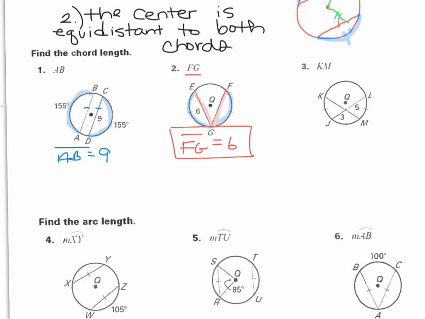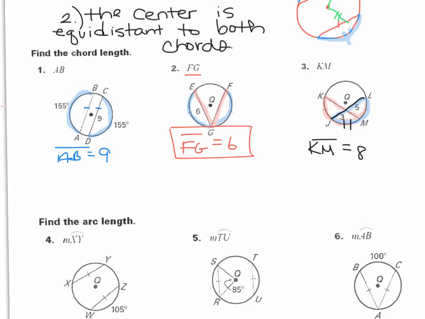If I go over and look at number three, I see this arc and this arc are congruent, and obviously this chord corresponds to this arc, and this chord corresponds to this arc. Since they both use this piece in common, you can assume that's just congruent with itself. So now notice they have the same tick marks. So the length of this chord is 8, because 3 plus 5 is 8. So KM equals 8.